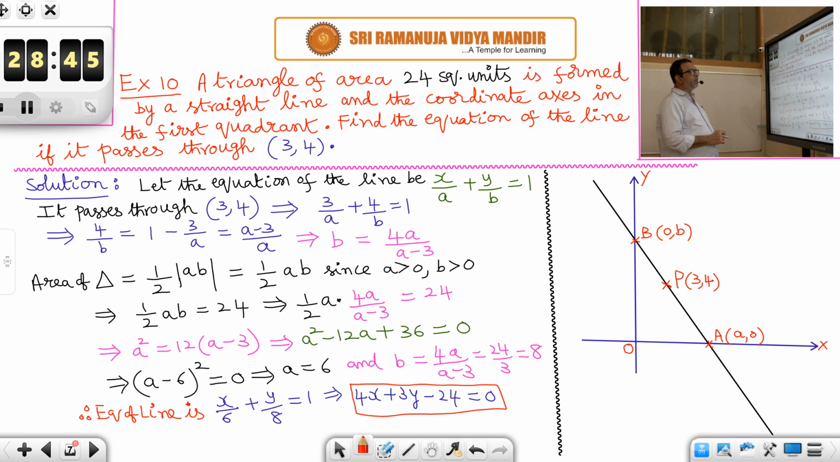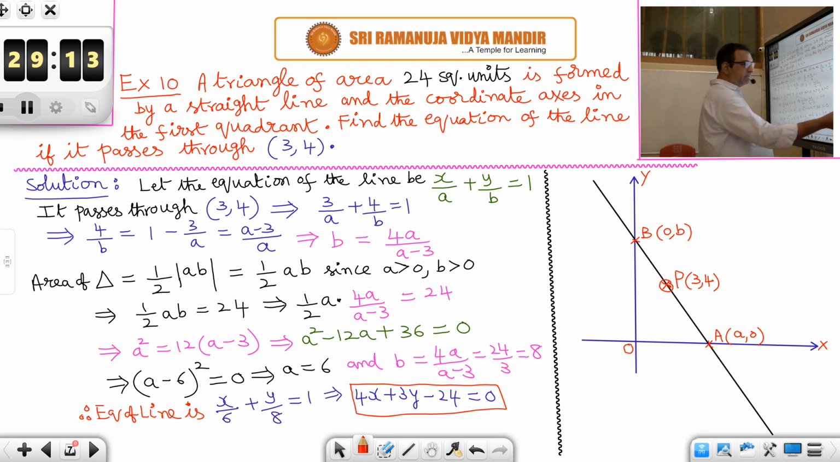A triangle of area 24 square units is formed by a straight line and the coordinate axis in the first quadrant. Find the equation of the line if it passes through the point (3, 4). See, I have taken the point (3, 4), which is in the first quadrant only. Through that I have drawn a line, the black line, is it not?